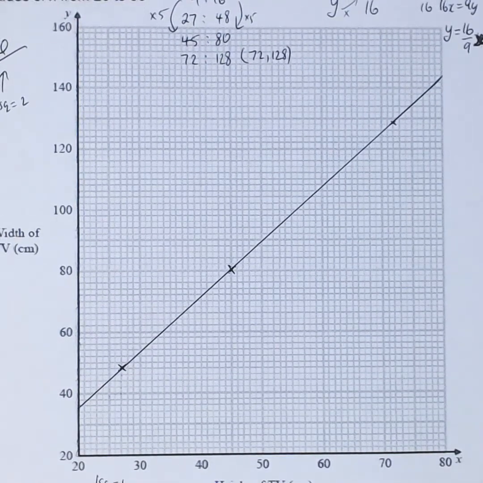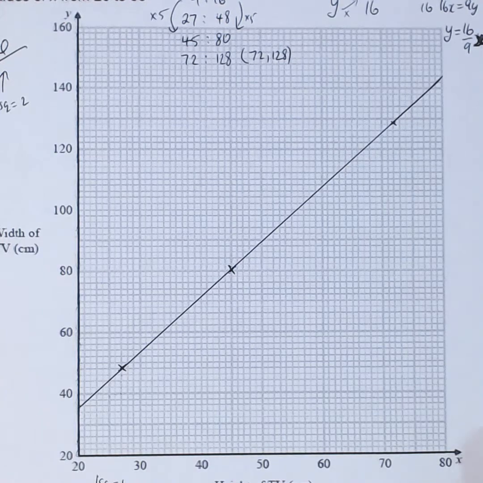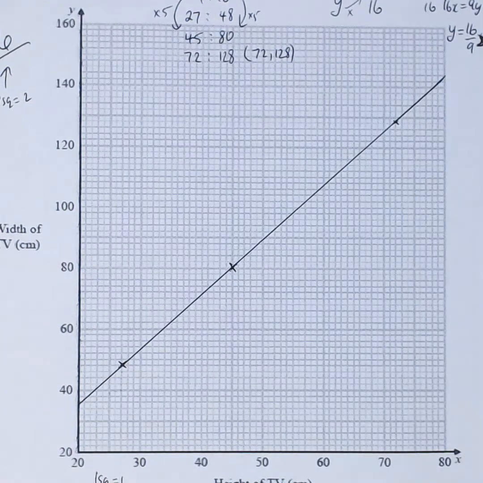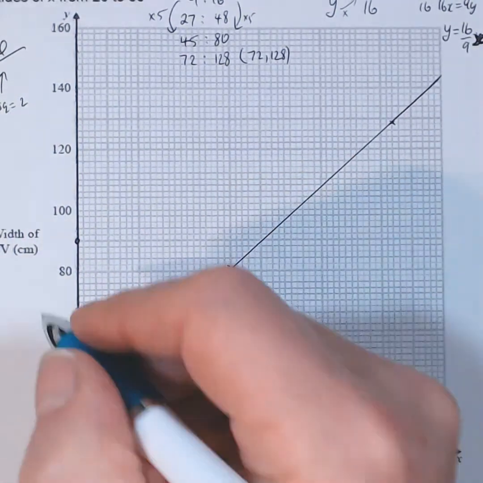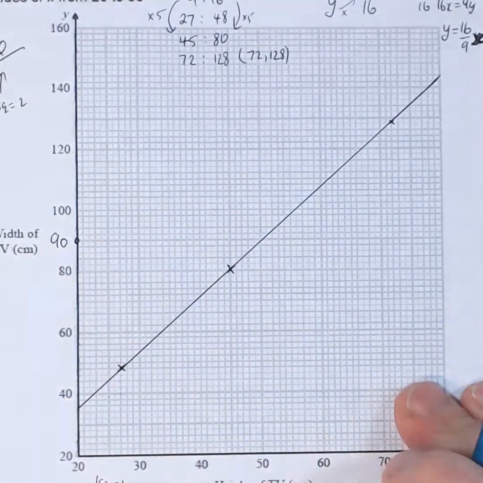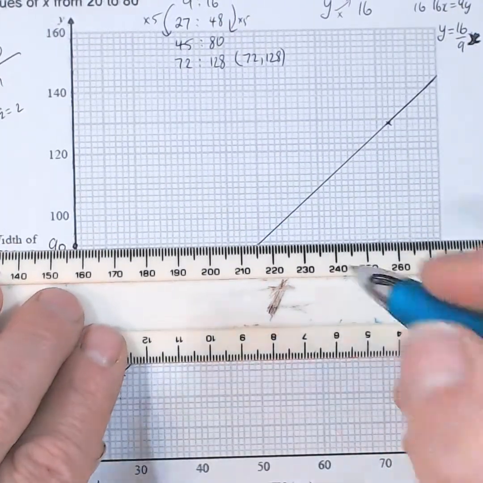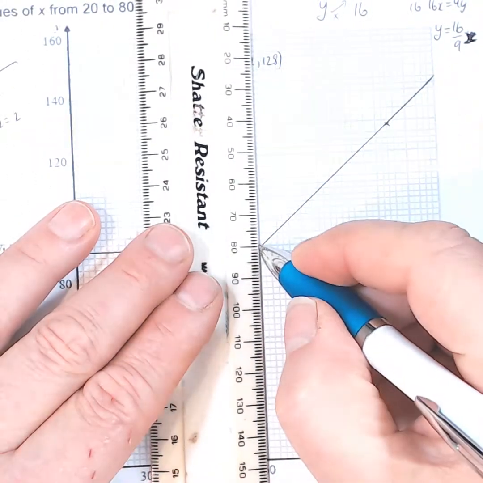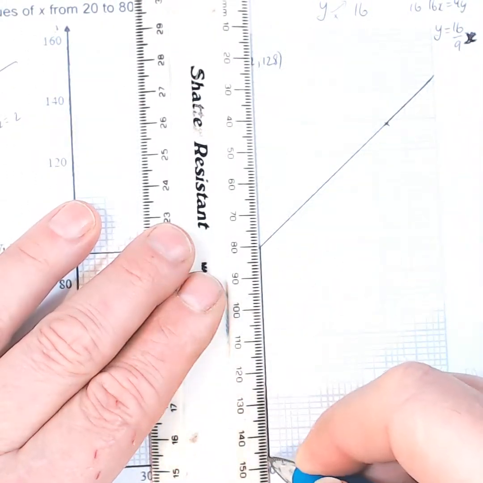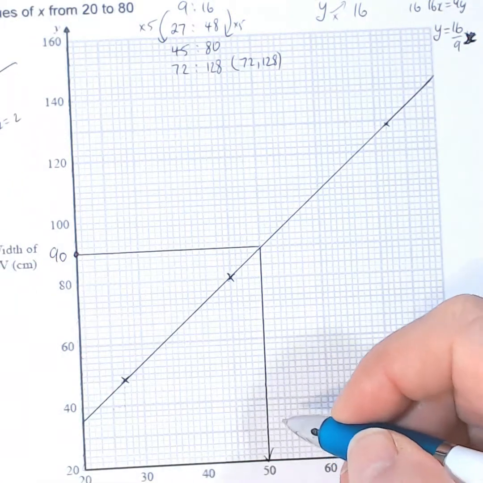Now the question went on and said a TV has a width of 90, use your graph to work out the height. So a TV has a width of 90, so we find 90 on here, and we come across and we come down, and we can see that was 50.